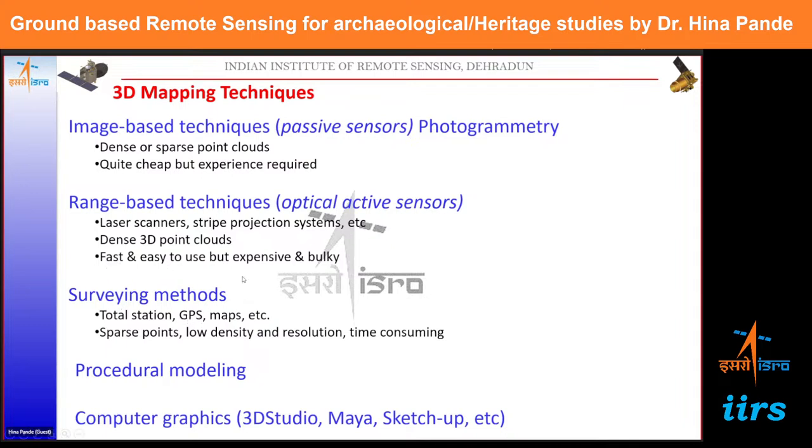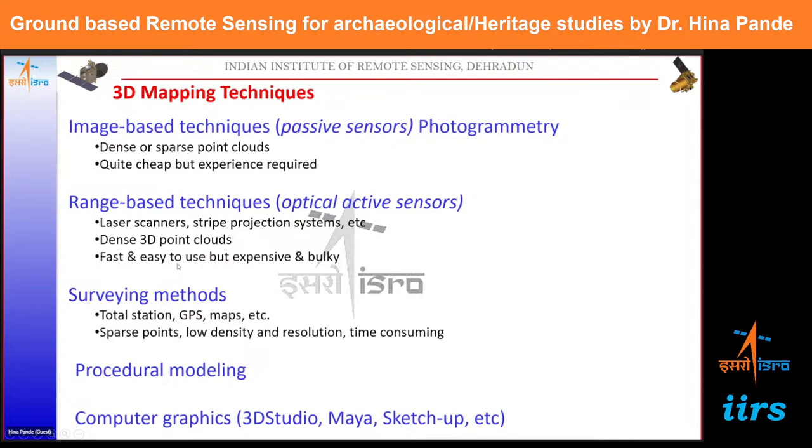Then we can also collect 3D data or create 3D models using surveying methods like total stations, GPS, or if we have contour maps, etc. So here usually the point clouds are sparse, they have low density and resolution, and the collection is time consuming because we need to carry these instruments physically to that place and then take measurements, and the measurement or the coordinates will be measured for the location where the instrument is placed. Here also we have to be physically present at the location.